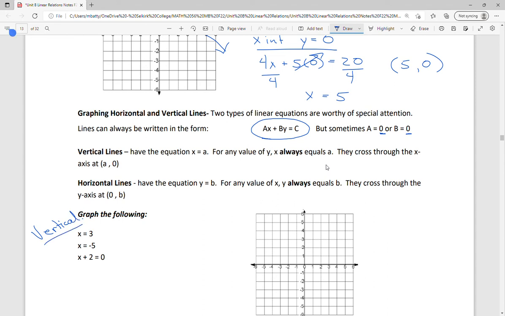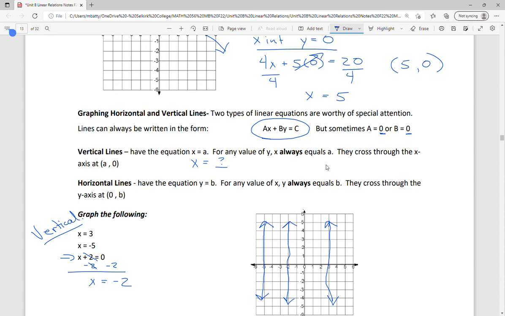So vertical lines are of a different format. They just say that x equals something, and they're a line at that point. So if I were to graph x equaling 3, it's just a vertical line, pretend that's vertical, straight, at x equaling 3. X equaling negative 5 is a vertical line at negative 5. This one looks a little bit funky, but we need to rearrange it, and then we could see that it's x equaling -2.